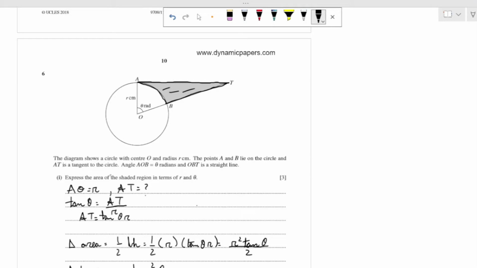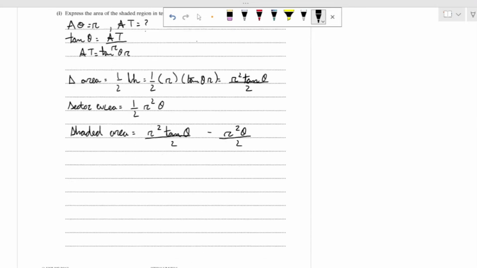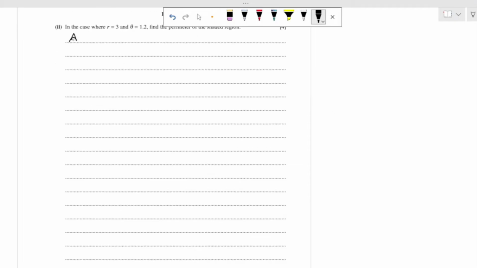AT we had already figured out was R tan theta. To find BT, we're going to first of all find the whole line OBT, and from there we're going to subtract our R, and that will give us BT. So first of all, let us find AT. AT is 3 tan 1.2. No need to work it out right now because we'll get the answer in decimal and we need to work to exact values.